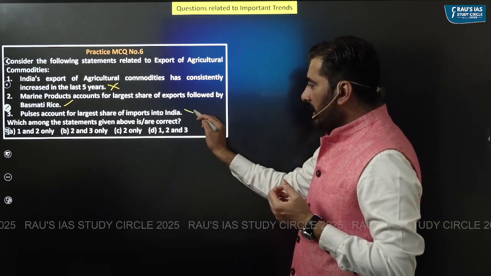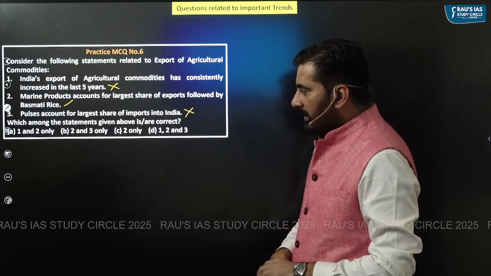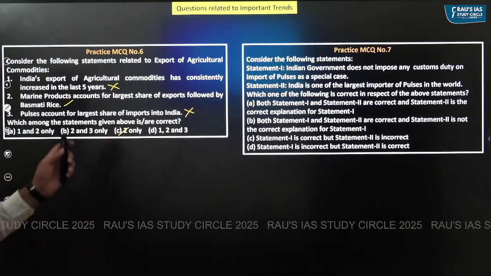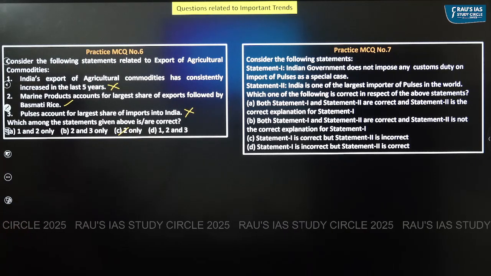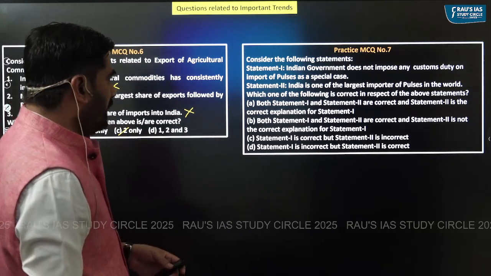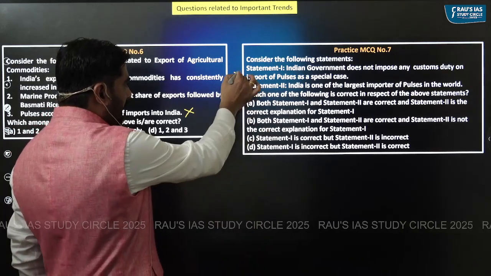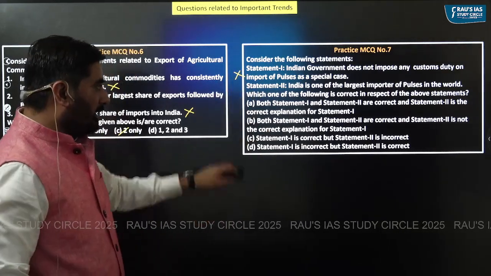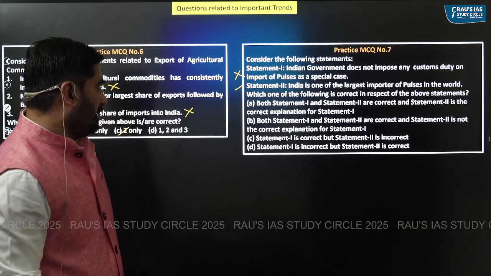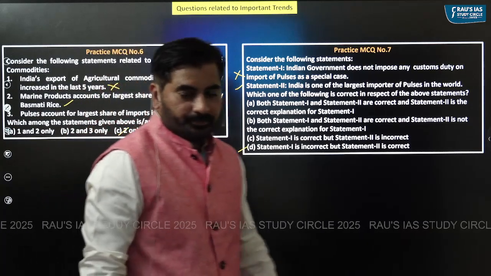Pulses account for largest share of imports? No. In fact, it is edible oils. Answer is 2 only. Practice MCQ number 7. Indian government does not impose any customs duty on import of pulses as a special case, which is incorrect. India is one of the largest importers of pulses. It is correct. So the right answer in this case is D.